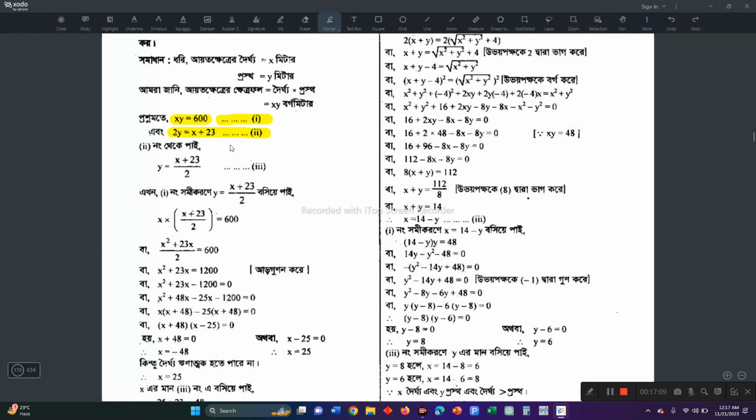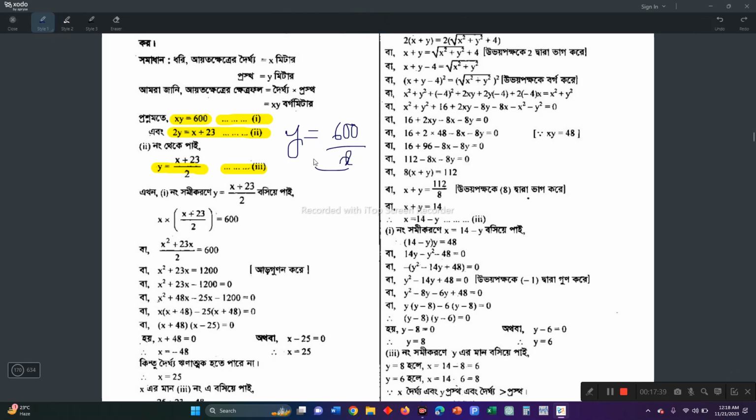2y is equal to 23 plus x. So from equation number 2 or equation number 1, either one you choose, we will first get a value for one variable. Here they have chosen the value for y. So y is equal to (x plus 23) by 2. If it looks difficult for you, I would prefer that you take y is equal to 600 by x and put this value here. It will be easier.